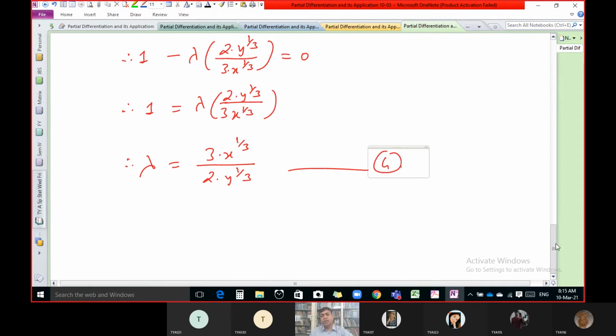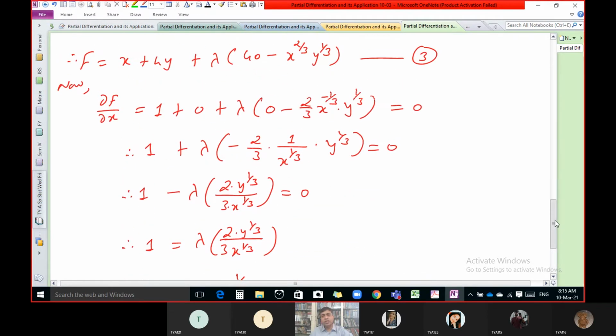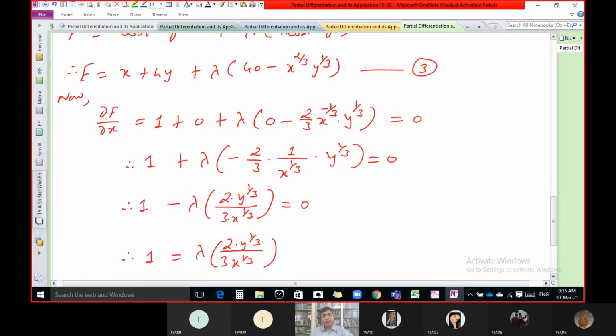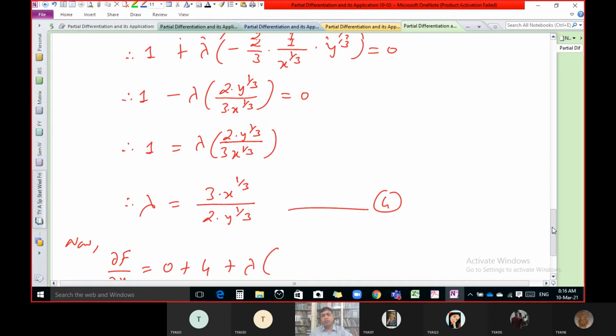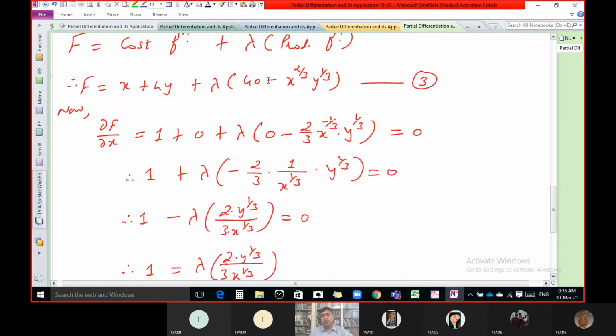Now next step is to differentiate equation 3, that means f with respect to y instead of x. So what is df upon dy? What is the derivative of 1? It is 0. Derivative of 4y is 4. So let us write the derivative of f with respect to y. It is 0 plus 4 plus lambda in bracket. The derivative of 40 is 0, minus.